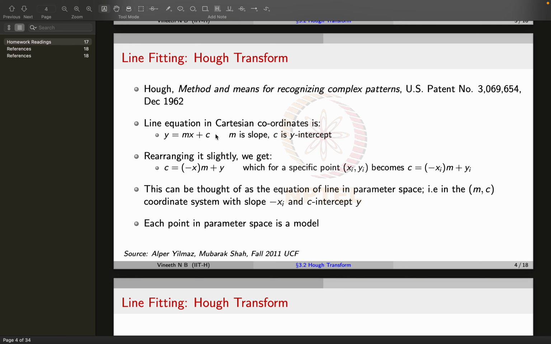To search for these parameters, we change this equation and rearrange it to write it in this form, where c is equal to minus x as the coefficient of m, plus y. So we are going from the xy space, the coordinate space, to the parameter space. Here the parameters are m and c. Basically I'm going from the xy space to c and m space.